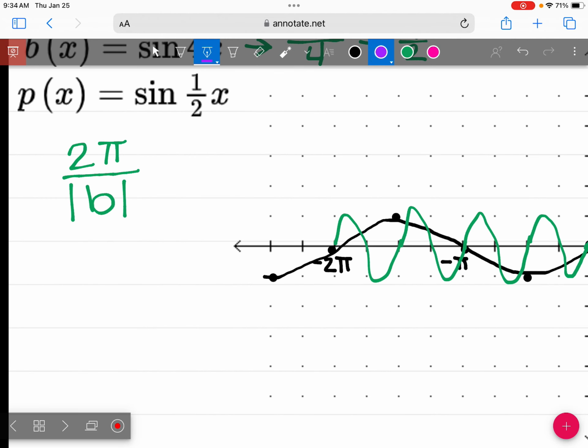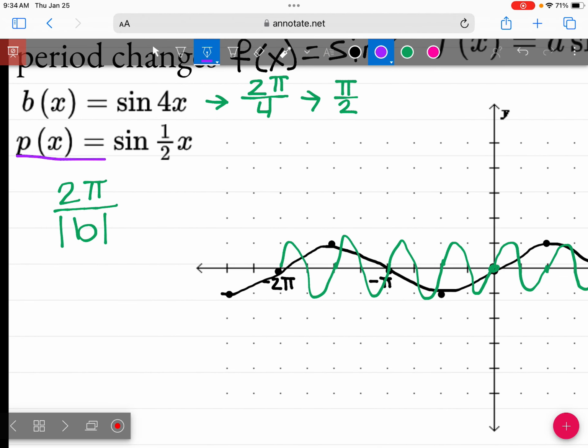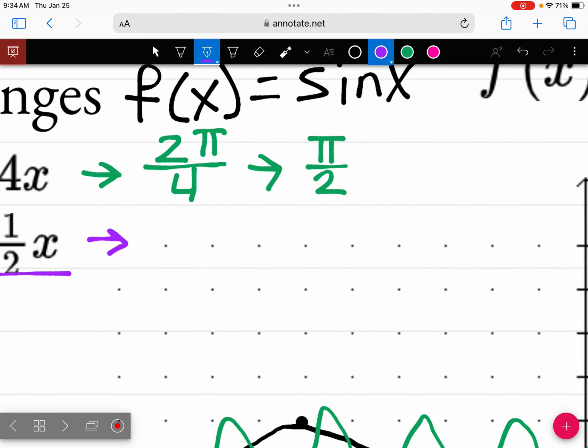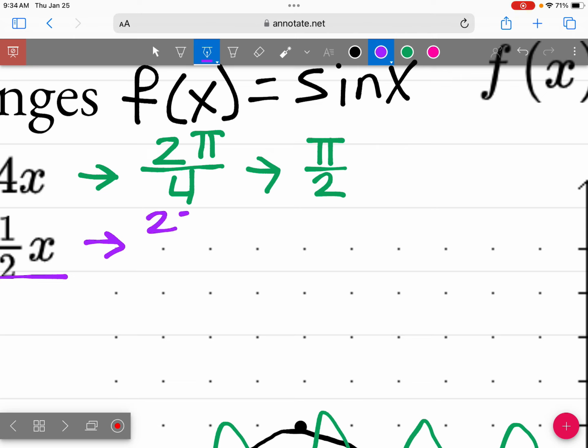Oh my gosh. Let's look and see what happens with this P of x. To see how its period changes, we do 2 pi over 1/2. 2 pi over 1/2 simplifies down to 4 pi. So we get to stretch this one out. The whole period takes 4 pi.